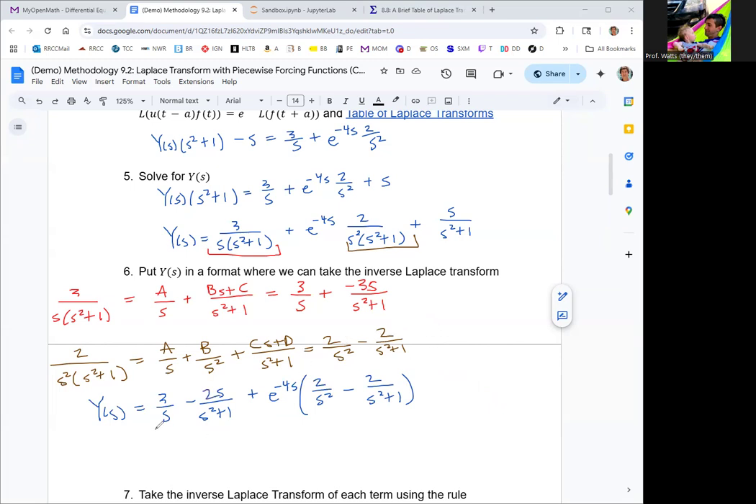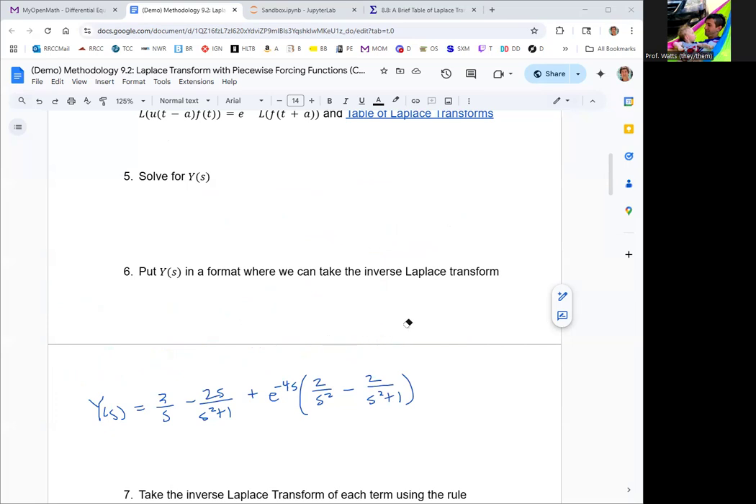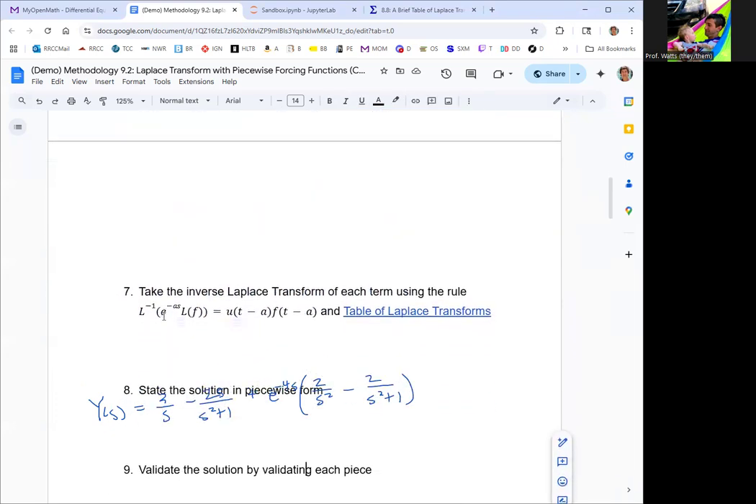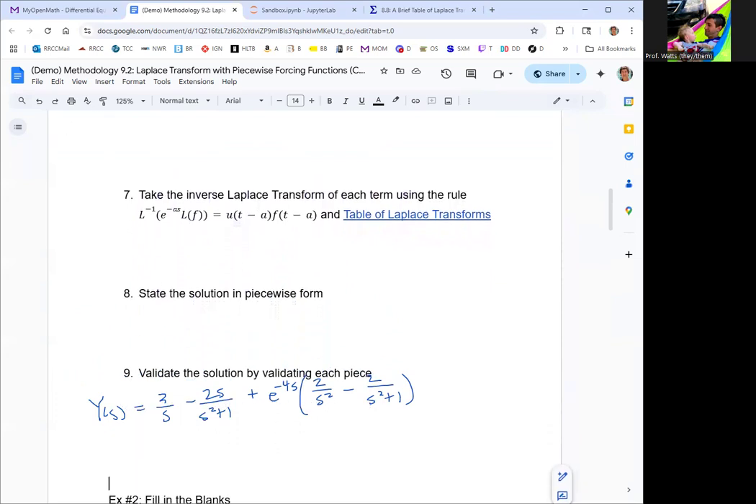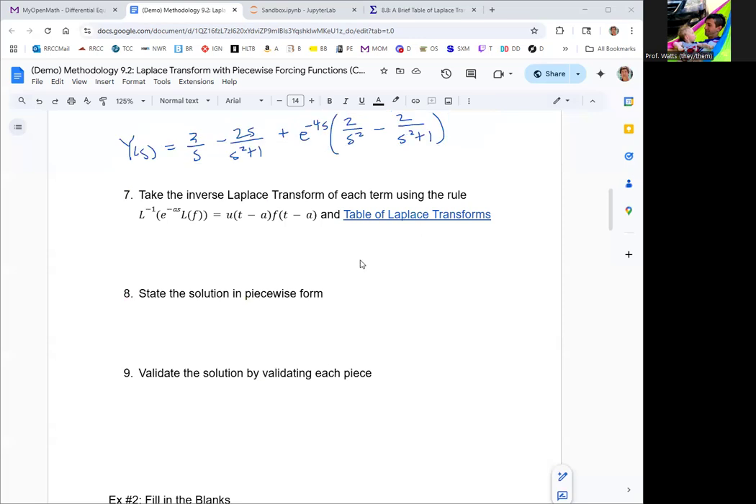All right, now we're ready to do step 7, which is to take the inverse transform. You need some more room for this, though.